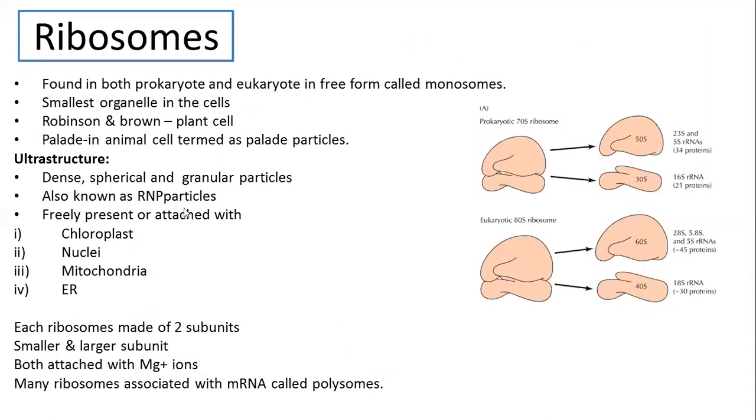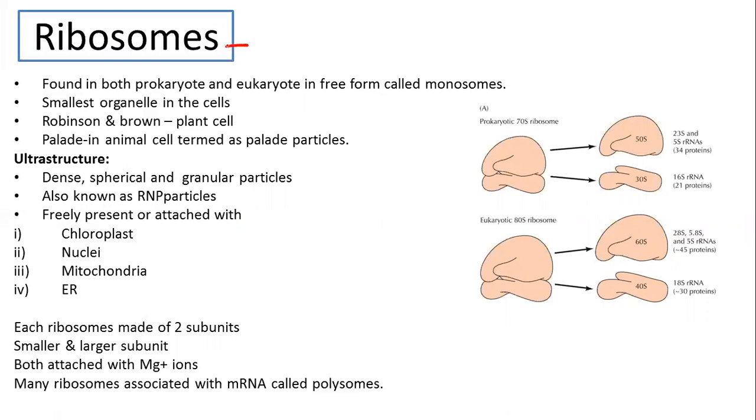Okay, we'll go to the next cell organelle, that is ribosome. See, so many members are there in a cell. We have now completed cell wall, cell membrane, nucleus, and endoplasmic reticulum. Next we are going to talk about ribosome. Because we already said this ribosome is attached to our endoplasmic reticulum, and also helps in protein synthesis.